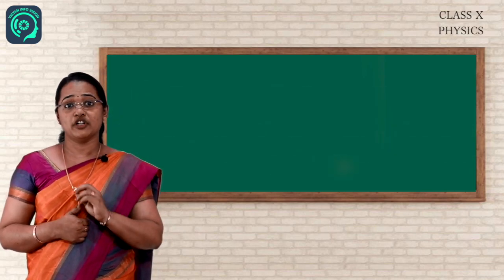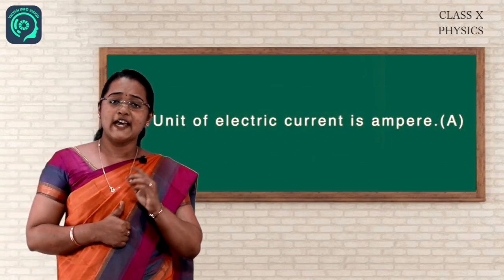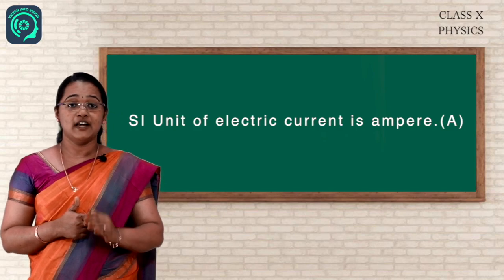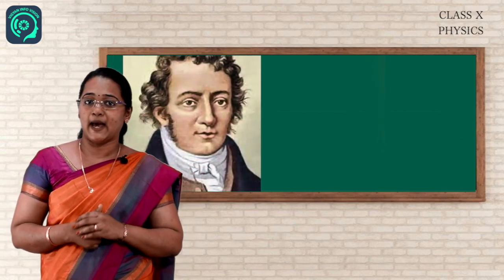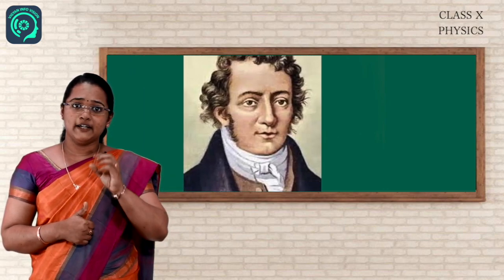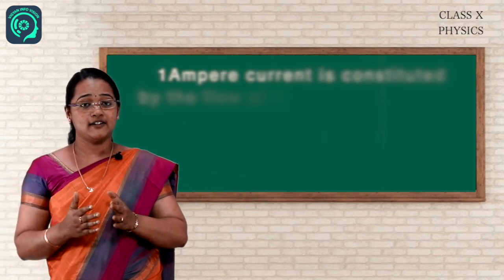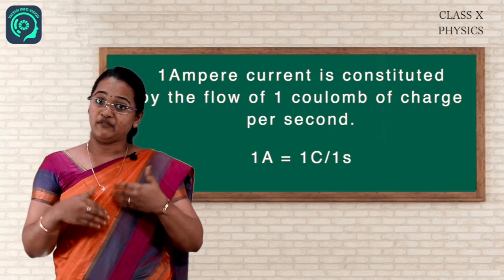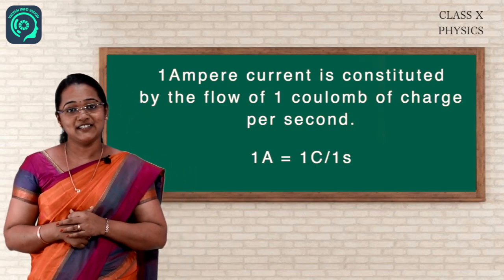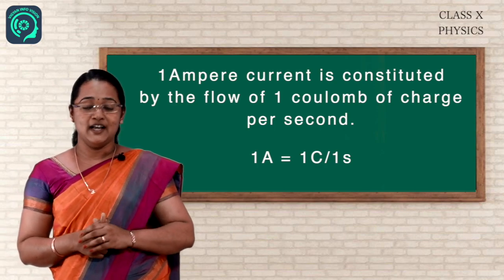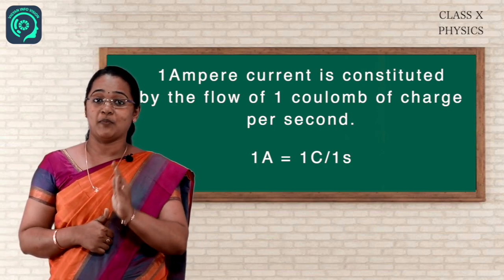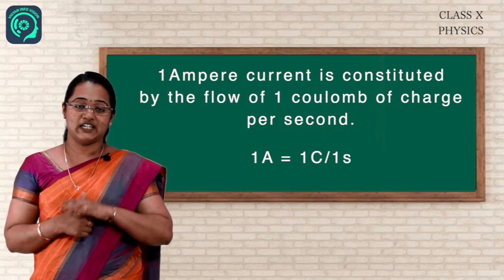Now let us see what the SI unit of current is. The SI unit of current is ampere, represented by A, named after the French scientist André-Marie Ampere. Now, can we define 1 ampere current? 1 ampere is the current flowing through a conductor if a charge of 1 coulomb is passing through it in a time of 1 second.